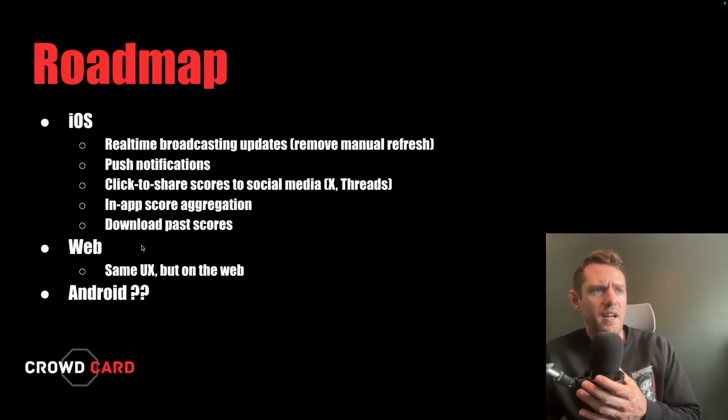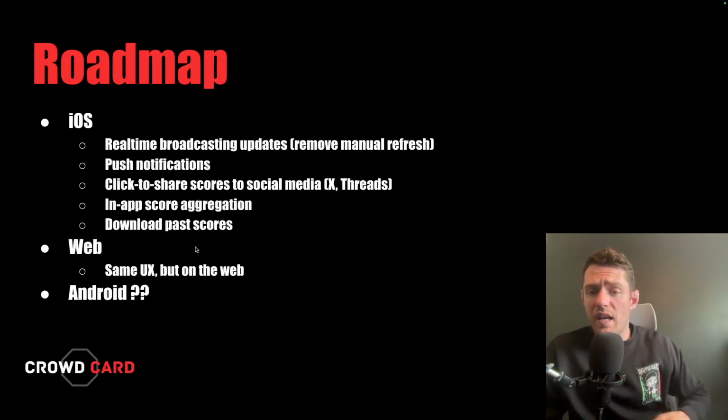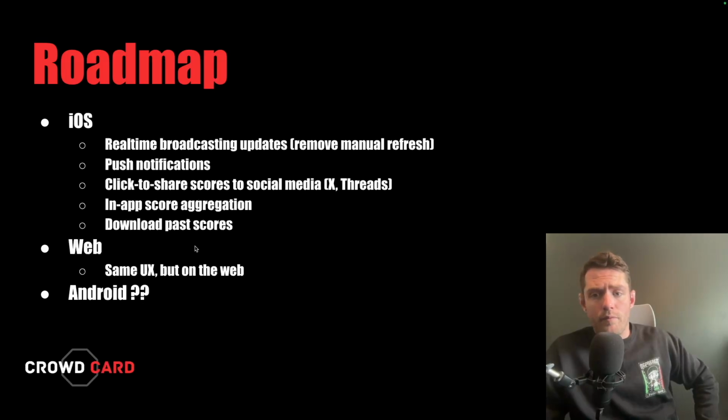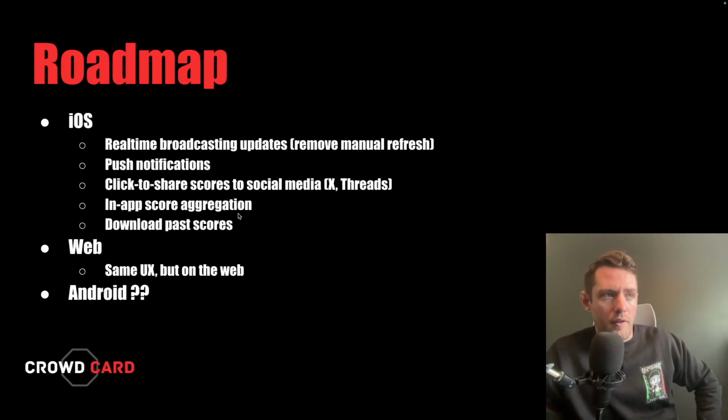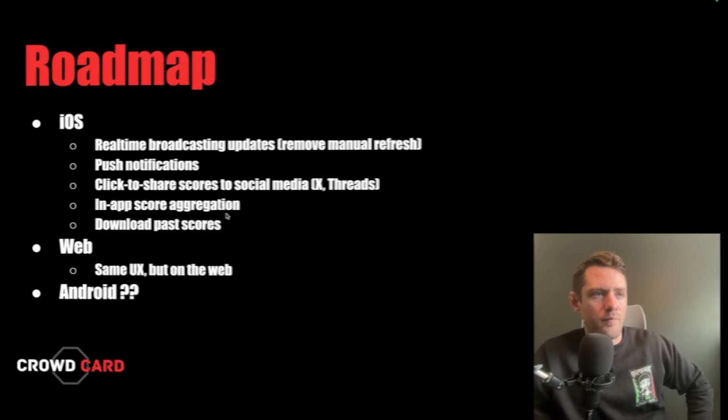Then, of course, I'm building out the web app. It should be the same exact UX, but on the web. So all of the features that you get in mobile, you should have on the web. And if there's enough demand, I will start working on an Android app. I've never built an Android app before, but I've also never built an iOS app before. So I have no doubt that I could figure it out, but I want to make sure that the demand is there before I start working on that. And I think there's more demand for web than Android, so going with web first.